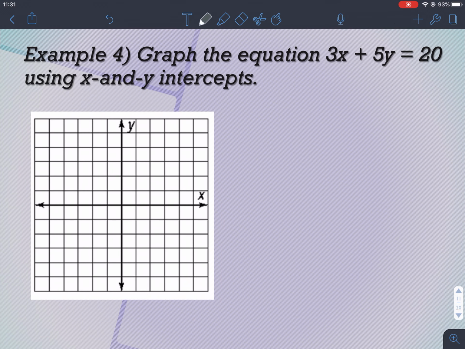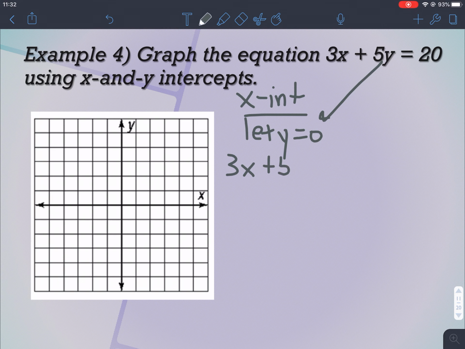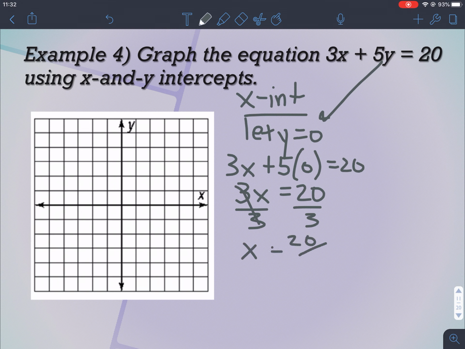So here's an example. Graph the equation 3x + 5y = 20 using x and y intercepts. In order to solve for the x-intercept, we have to let y equal 0. And if we do that, then I have an equation 3x + 5 times 0 equals 20. 5 times 0 is just 0. That leaves us with 3x = 20. Divide by 3, and you get x = 20/3, which is about 6.67. That point is going to be actually just off the line here, so that's going to be our point.